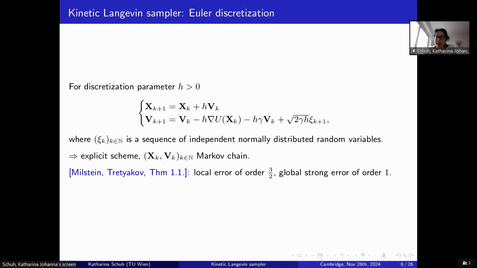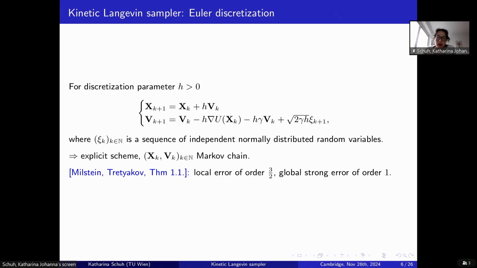And as I said, this is an explicit scheme, and in particular, the chain we observe is a Markov chain we can now use to sample our probability measure, and we will see later on it's a probability measure which is close to our true target measure.